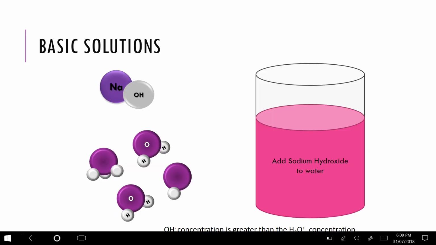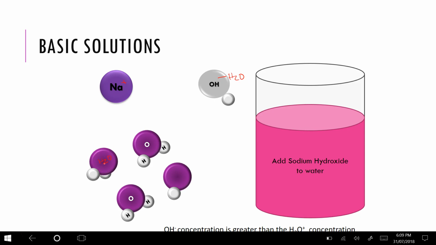So in basic solutions, this is the same old situation that we've got here. We have self-ionized water, where we have a mixture of H3O+ and OH-, and we add sodium hydroxide into it. What's going to happen is the OH- frees up, dissociates from the sodium, giving us Na+ and OH-. That will rip one of the protons off what was a H3O+, leaving H2O. And this now forms a H2O molecule.